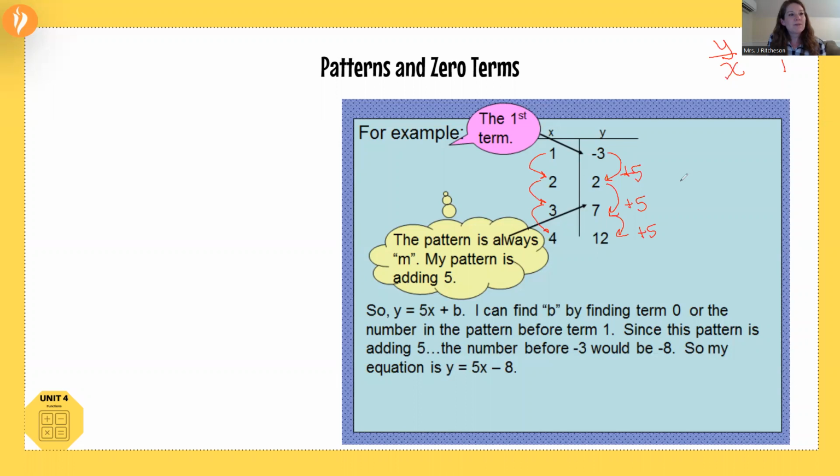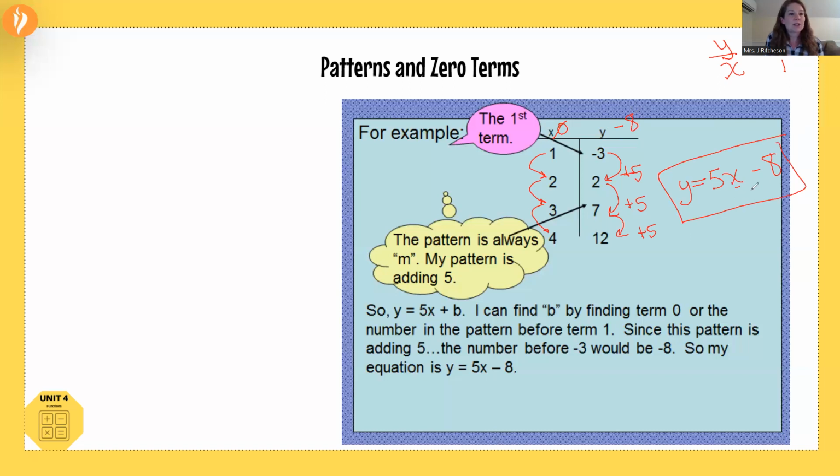So can we simplify 5 over 1? 5 divided by 1 is 5. So our rate of change is 5. You always multiply that by x. Don't forget your x. And then they don't give us a 0 term. But if we work our way backwards, so 4, 3, 2, 1, this would be 0. And if we work our way backwards, from 12, we would subtract 5 to get 7, 7 minus 5 to get 2, 2 minus 5 to get -3, and -3 take away 5 would be -8. So our 0 term is -8.